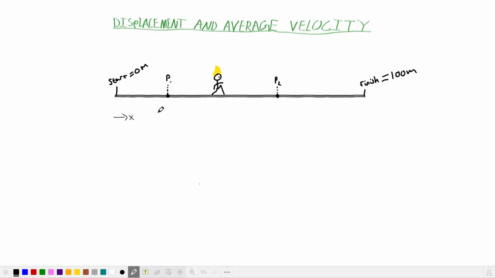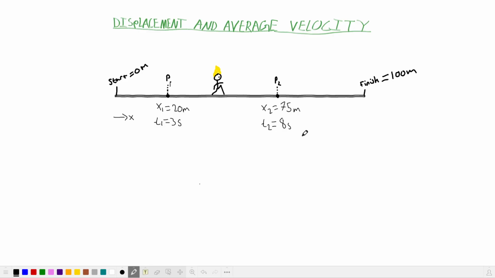So let's say that 3 seconds after the run has started, the sprinter is at this point P1. So at the time t1, which is 3 seconds, he has reached P1, and let's say that P1 is 20 meters from the starting point. And let's say that 8 seconds after the run, he has now reached the point P2. So t2 is now going to be 8 seconds, and x2, let's say that it is 75 meters from the starting point.